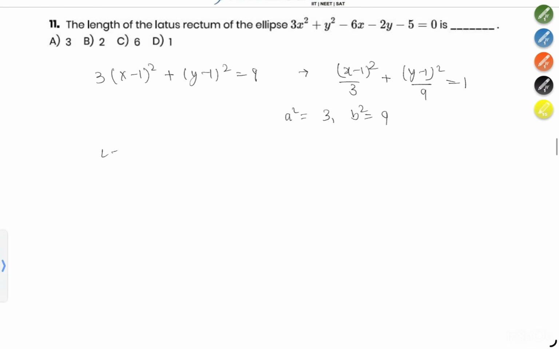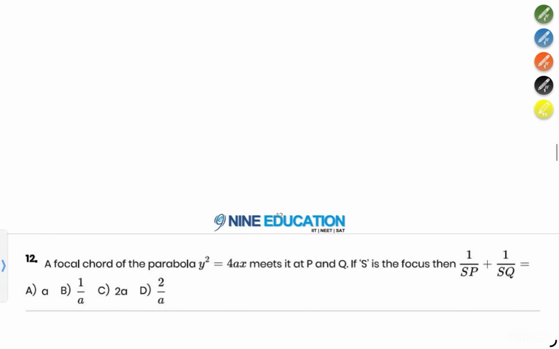Therefore, the length of the latus rectum is equal to 2 times a square by b, which is 2 into 3 by 3. So 2 must be the answer that we will get. I hope this is clear to everyone. Now let us move to the next question.